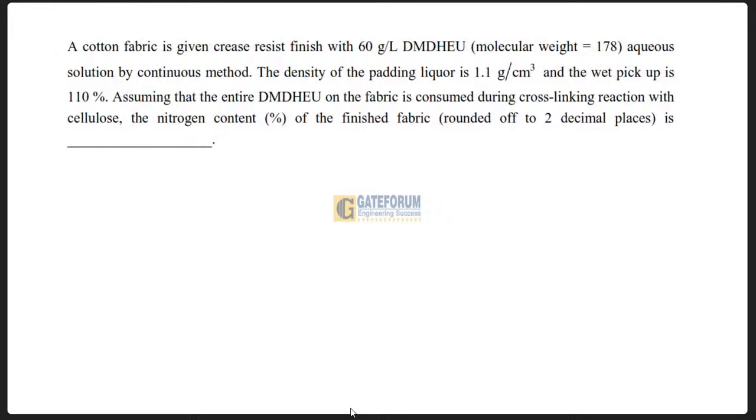Now looking into this question, it says that a cotton fabric is given a crease resist finish with 60 gram per liter DMDHU aqueous solution by a continuous method. The density of the padding liquor is 1.1 gram per centimeter cube, and the wet pickup is 110 percent. Assuming that the entire DMDHU on the fabric is consumed during the cross-linking reaction with the cellulose, the nitrogen percentage of the finished fabric is.